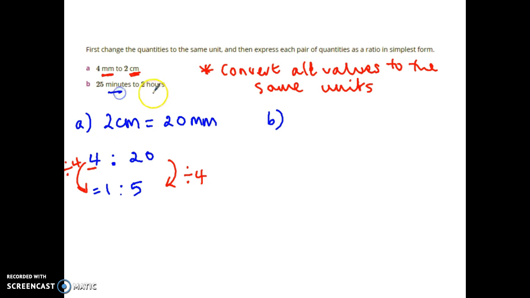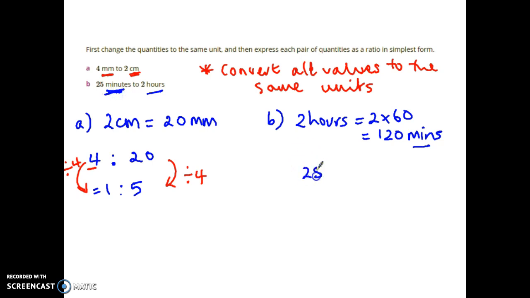I've got minutes and I've got hours. I need to convert everything to the same units. So 2 hours is 2 lots of 60 minutes, which is 120 minutes. Now I've got minutes here and minutes there. I can compare them. So 25 minutes to 120 minutes. As I said on the previous slide, if any numbers end in a 5 or 0, then I know 5 goes into them. So I'm going to divide both sides by 5.